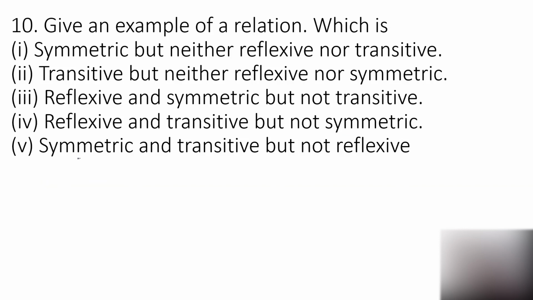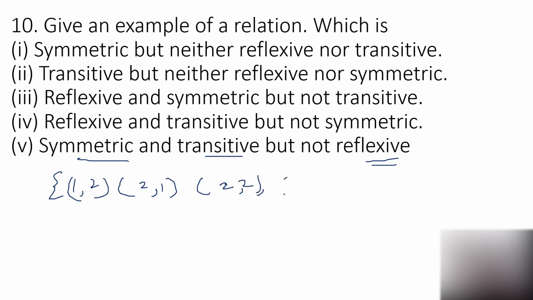Next is the fifth part. It must be symmetric and transitive but not reflexive. For symmetric, (1,2), then (2,1) also belongs to this. And to make it transitive, we need to write here (2,2), and we can write here (1,1) also, and A is to be {1, 2, 3}.